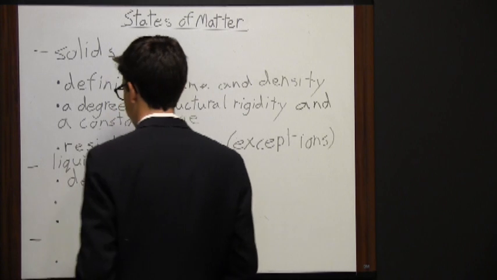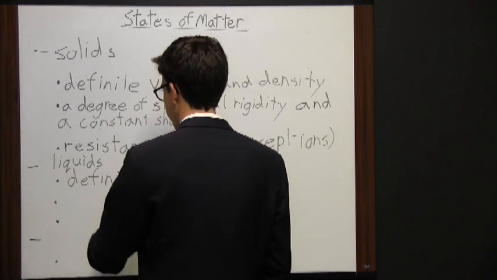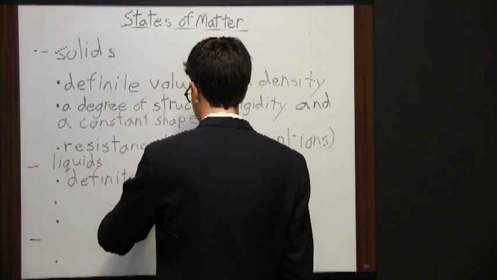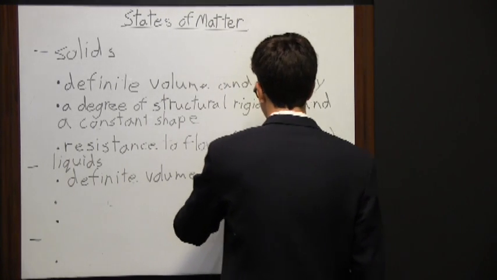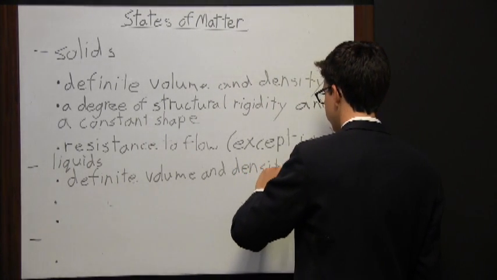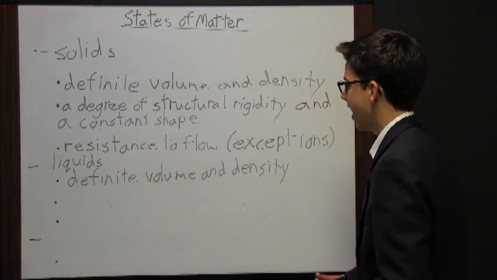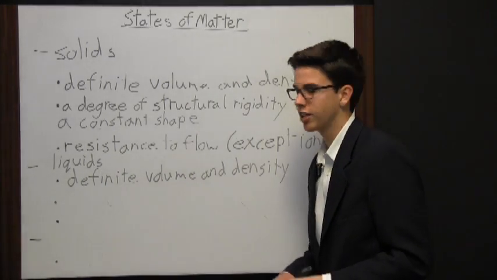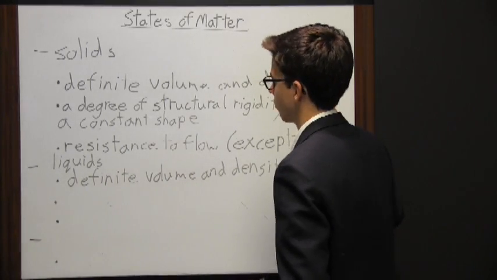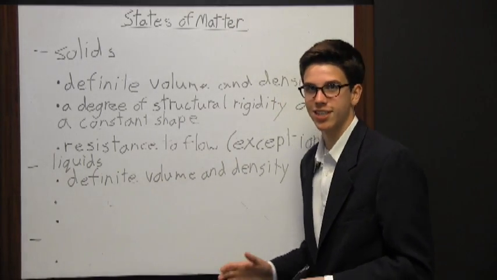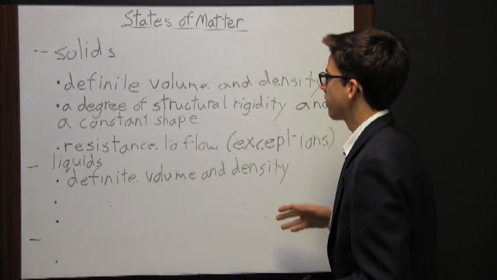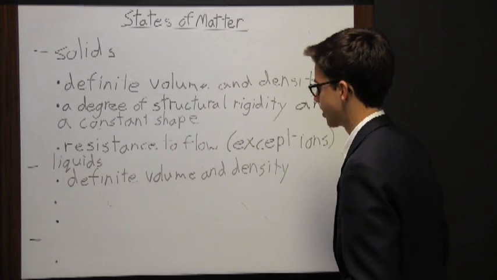And like solids, at a particular temperature and pressure, it has a definite volume and density. So the reason I say at a certain temperature and pressure is because at a different temperature and a different pressure, this whiteboard may have a little bit of a different volume and a little bit of a different density. But as long as it stays at the same temperature and pressure, then the volume and density are going to stay the same.